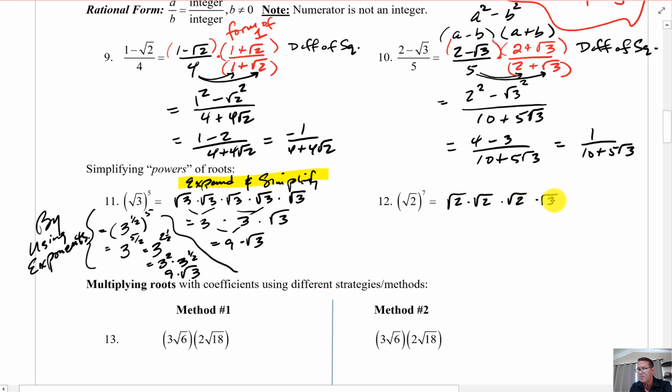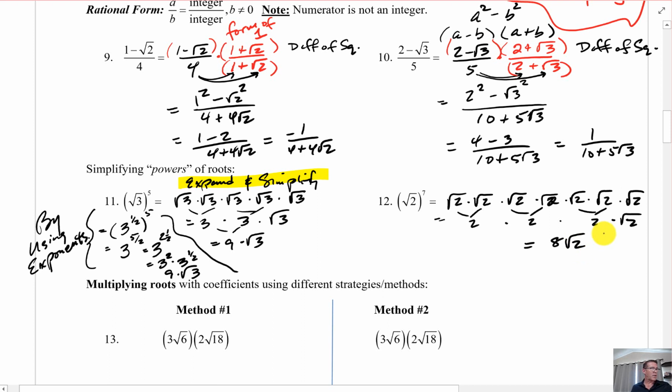There's 7 of them now. 1, 2, 3, 4, 5, 6, 7. Okay, so here I get 2, here I get 2, here I get 2. 2 times 2 times 2 is 8, and so my answer is 8 root 2. And that's all there is to it.